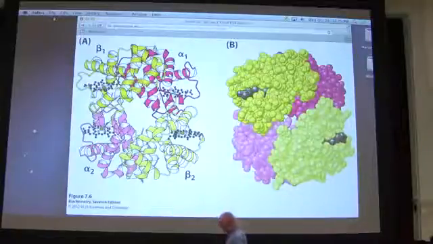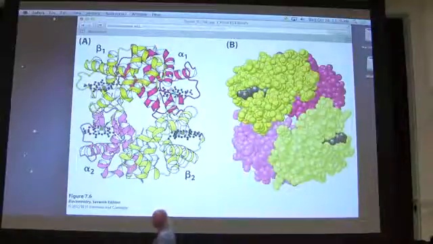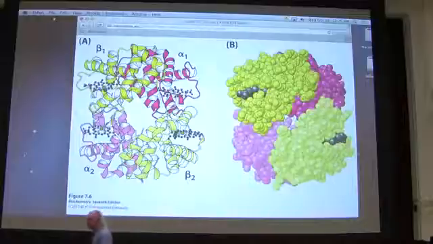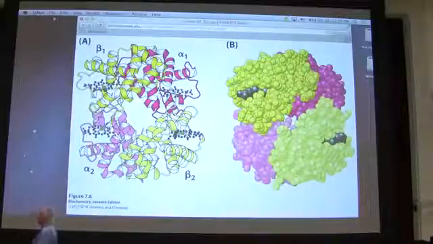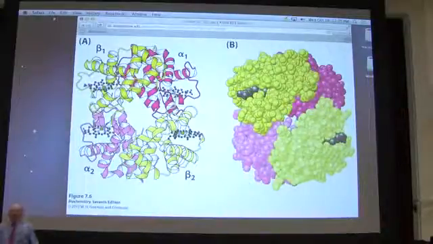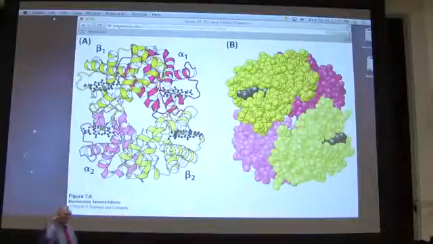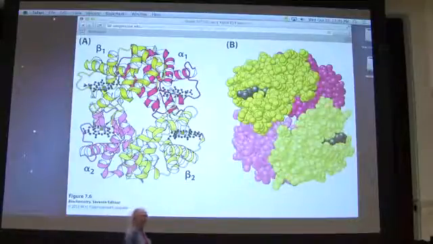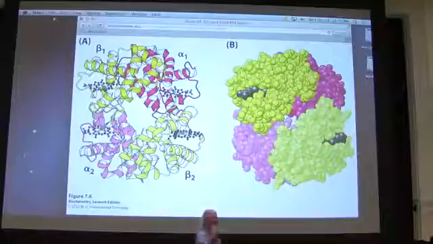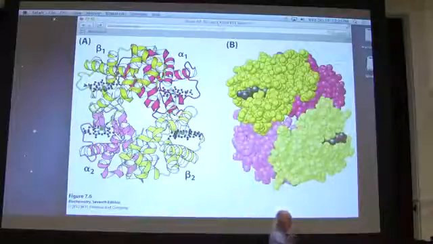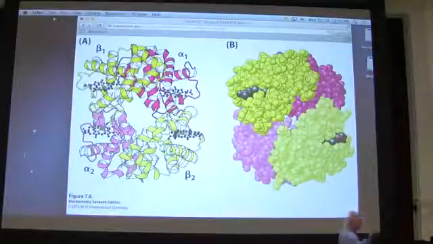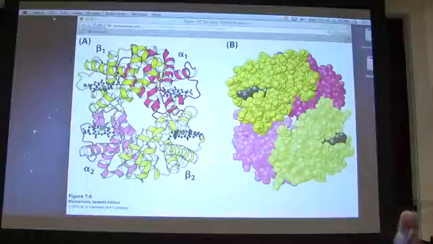2,3-BPG is a molecule that's produced by rapidly metabolizing cells. If I have a muscle cell and I'm exercising my muscle cell, it's rapidly metabolizing because it's using ATP. It needs to generate ATP. It needs oxygen to be efficient at doing what it does. It's producing 2,3-BPG.